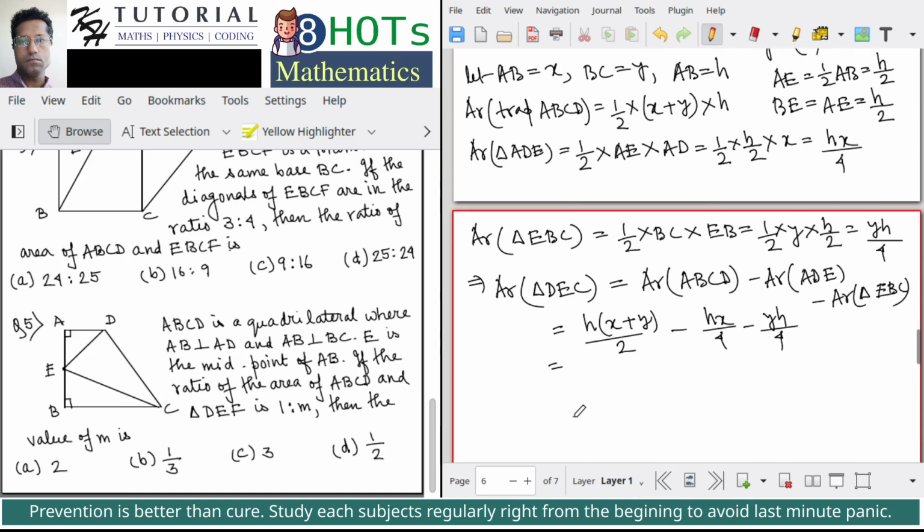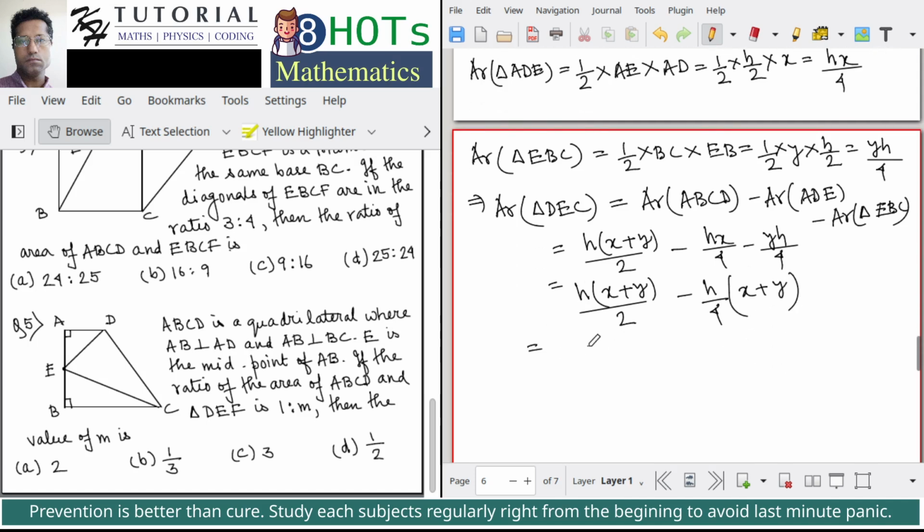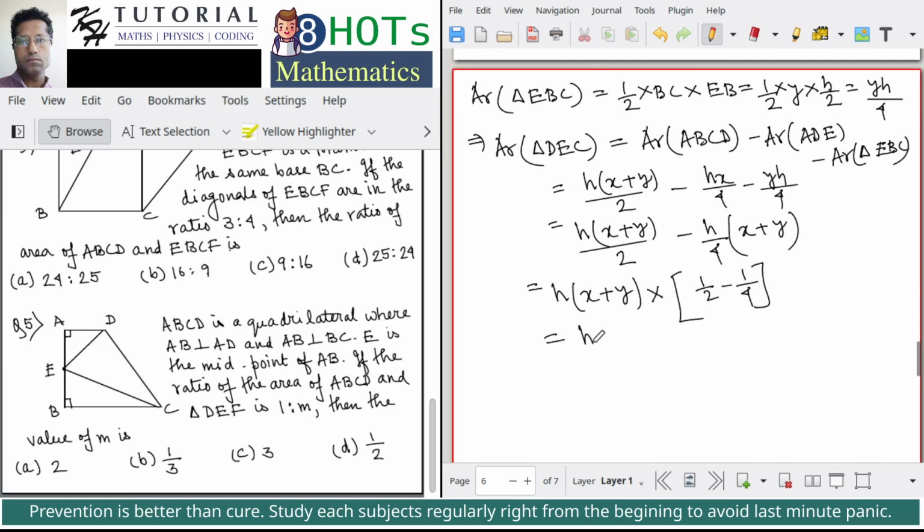Now, if I simplify this, we have h into x plus y by 2, minus hx by 4 and minus yh by 4. If I take h by 4 common, I have minus h by 4 into x plus y. Now if I take h into x plus y common from these two terms, I have half minus 1 by 4. Half minus 1 by 4 is 1 by 4. So this becomes h into x plus y by 4. So the area of the triangle DEC is h into x plus y by 4.